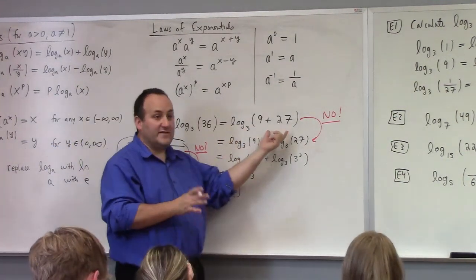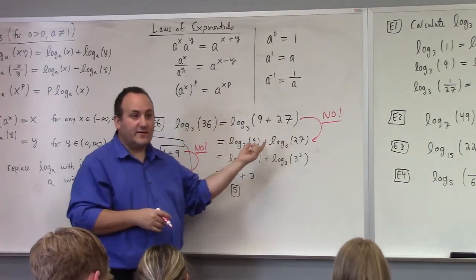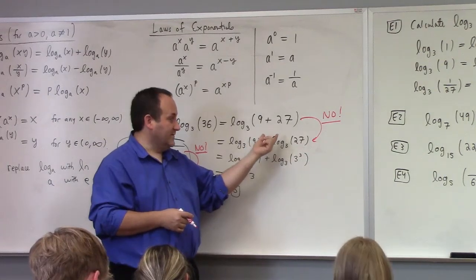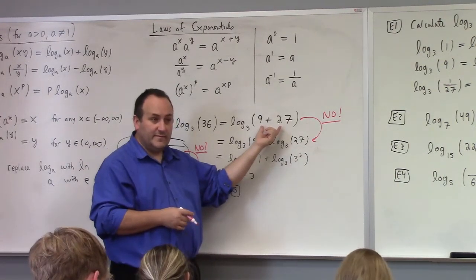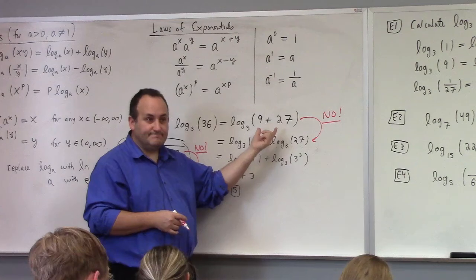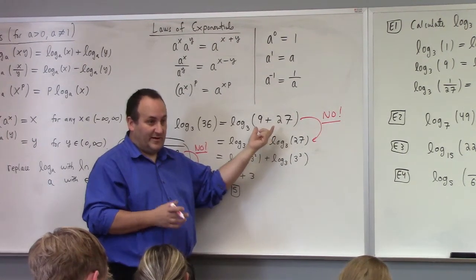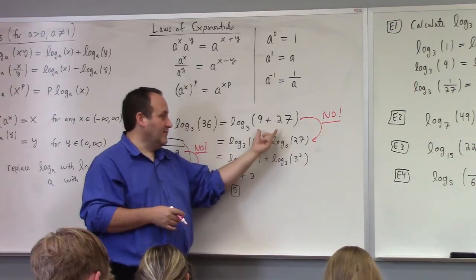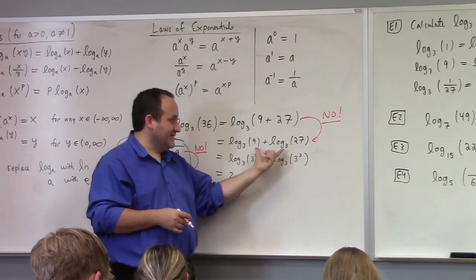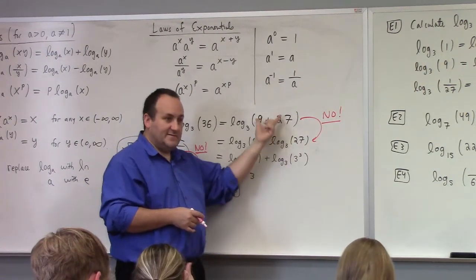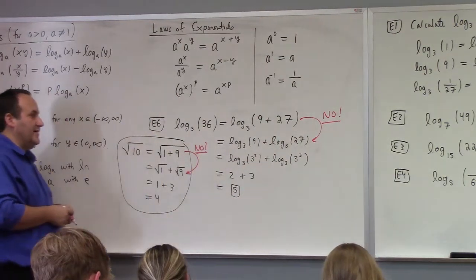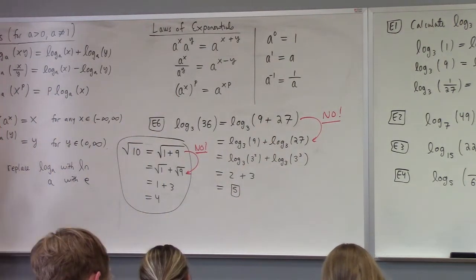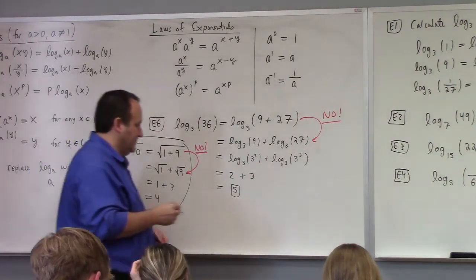There is, unfortunately, and here's the bad news, guys, there is no nice property for additive, like a sum in a logarithm. It doesn't simplify. So to quote my community college professor, this dog does not hunt. You cannot do this. So how to calculate log base 3 of 36? 6 times 6.